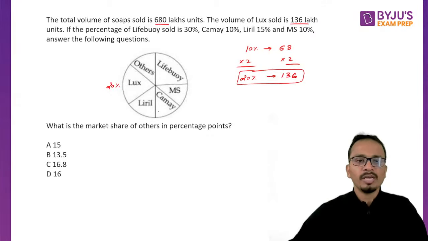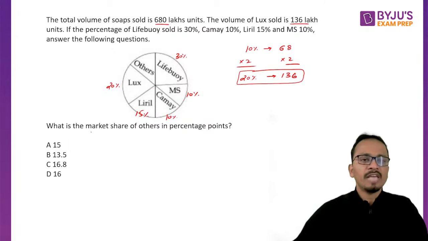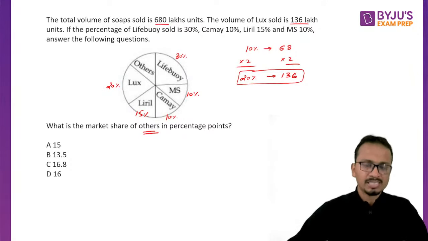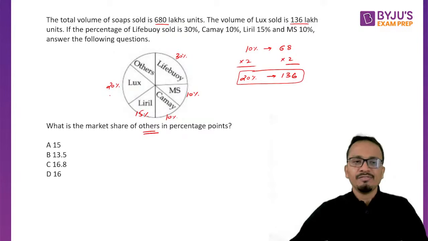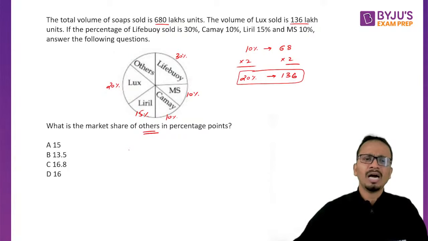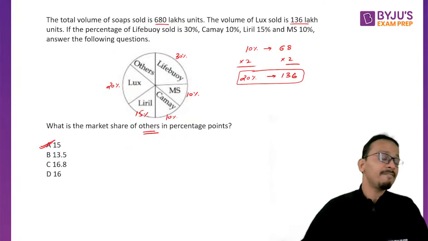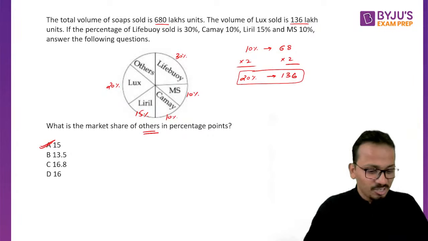Percentage of Lifebuoy is 30%. Keme is 10%. Lurel is 15. MS is 10%. All right. And we have to find out the market share of others. So just add all of them and subtract it from 100. You will get your answer. So 30 and 10, 40 and 10, 50, 65 and 20, 85. So 85 is represented by these 5. So others will be 100 minus 85. That is 15%. Such an easy question it was.